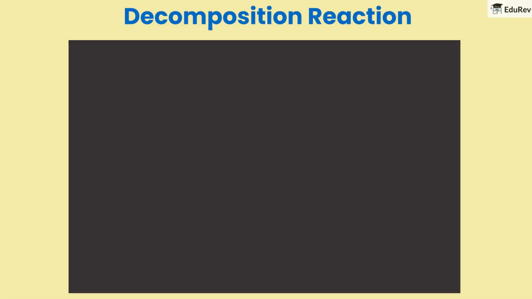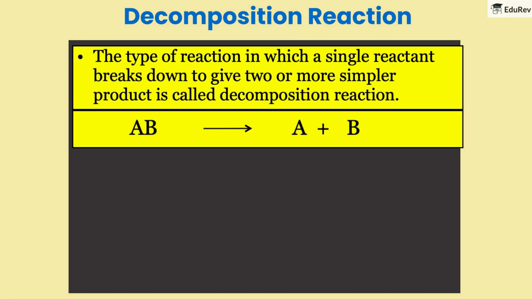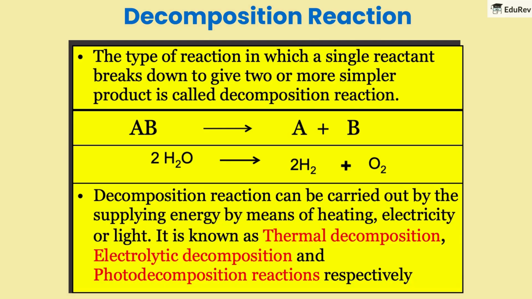Decomposition reaction: the type of reaction in which a single reactant breaks down to give 2 or more simpler products is called a decomposition reaction. It is of the form AB, giving A plus B. Example: 2H2O, giving 2H2 plus O2.